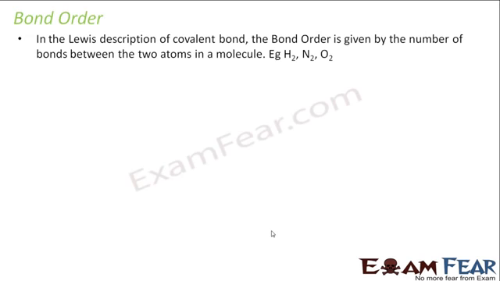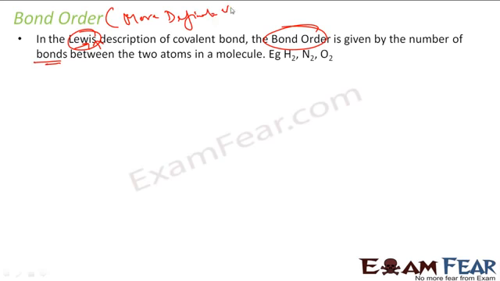Then we have something called bond order. Bond order has various definitions. Till now we have studied only the Lewis description, where the bond order is nothing but the number of bonds. But we have more definitions for this, which I'll take later when we discuss the other theories. I told you that there are 4 theories. Out of this I have covered only 1. There are 3 more theories.